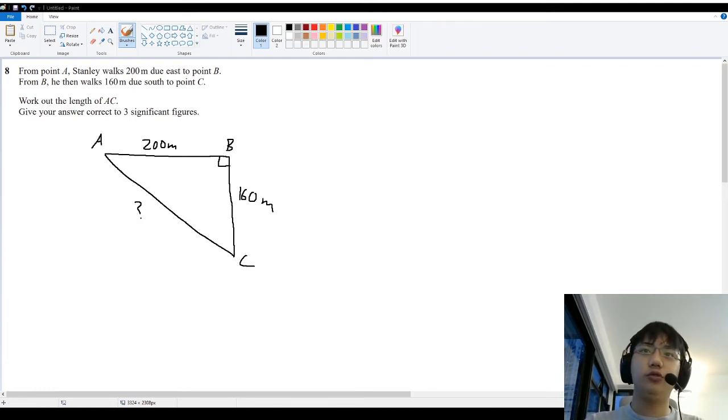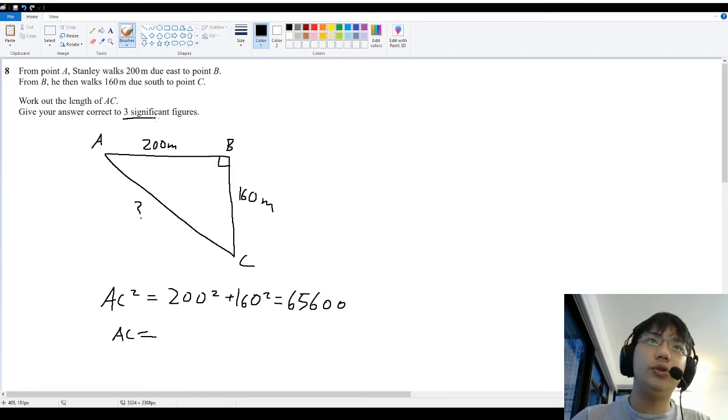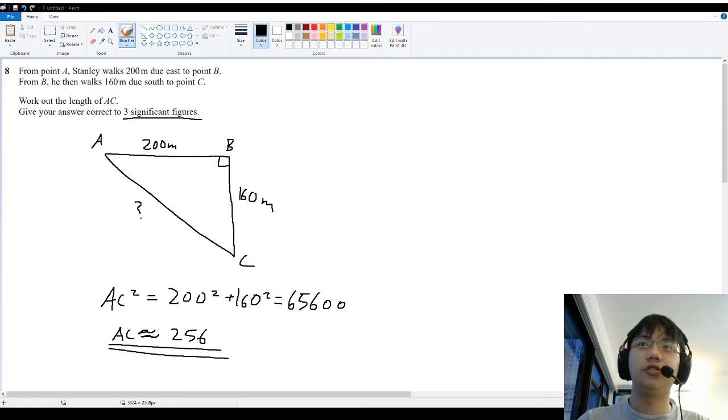Luckily, this is a right angled triangle, so we can apply Pythagoras' theorem to this. So you have AC squared equals 200 squared plus 160 squared, which equals 65,600. So AC would be the square root of this, which to 3 significant figures is roughly 256. So this is the length of AC to 3 significant figures.